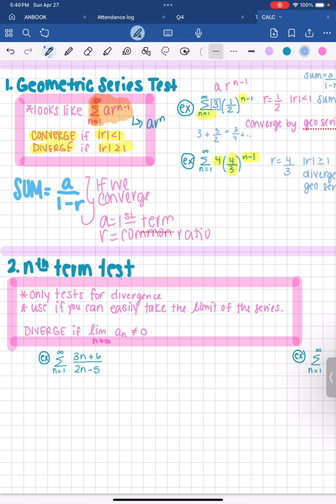So this is called the nth term test for divergence, and it only tests for divergence. That is super, super important. So this does only test for divergence; it does not test for convergence. And this is a great test to use if you can easily take the limit of the series. So you're going to use it if you can look at the series and say, oh, I can figure out the limit as n approaches infinity. And we diverge if the limit does not equal 0. So as long as we get a number, we're going to diverge. Seems kind of weird, but that's how the test works.